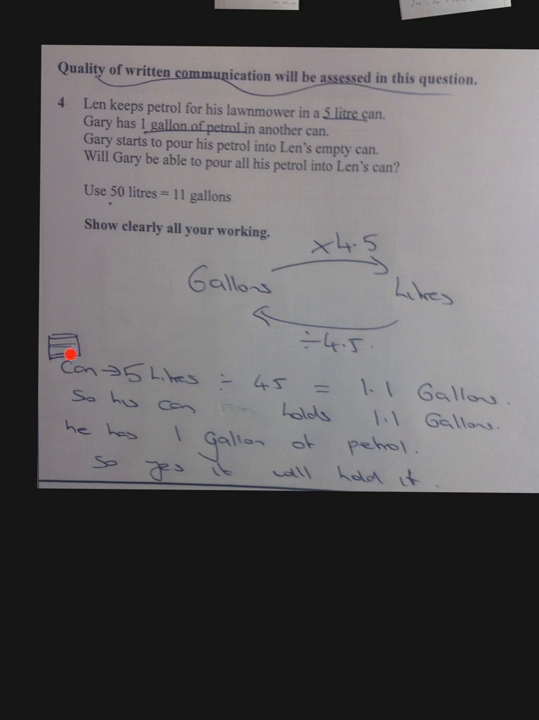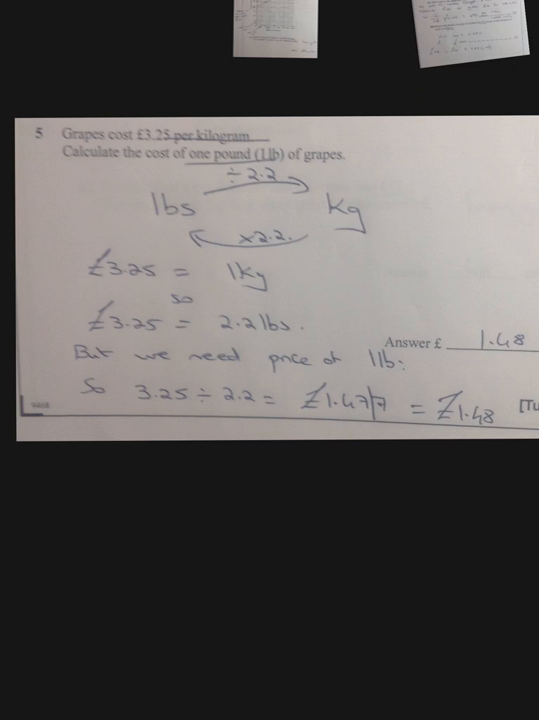So this is the jerry can, and it holds 5 litres. Well, 5 litres to gallons divides by 4.5, which gives you 1.1 gallon. So this 5 litre tin is the same as 1.1 gallons. So it can hold 1.1 gallons. He's only got 1 gallon of petrol, so yes, it'll hold it. It'll almost be full, but it'll not be completely full, because he's only got 1 gallon, and this thing here holds 1.1 gallon.